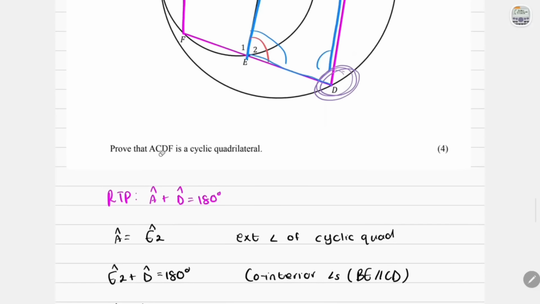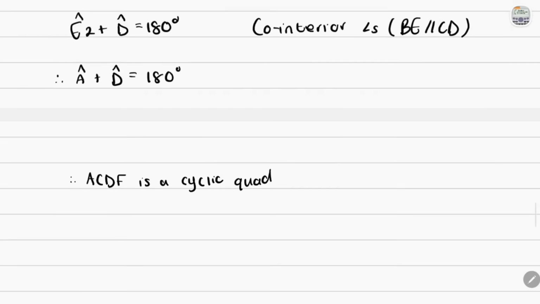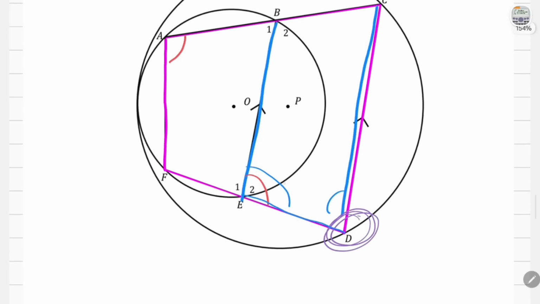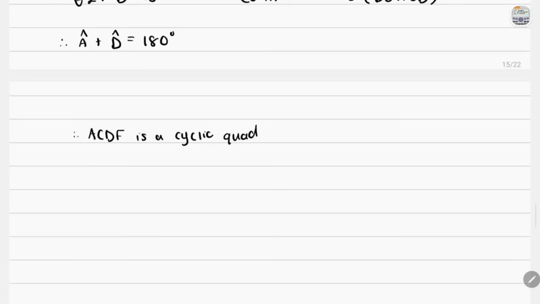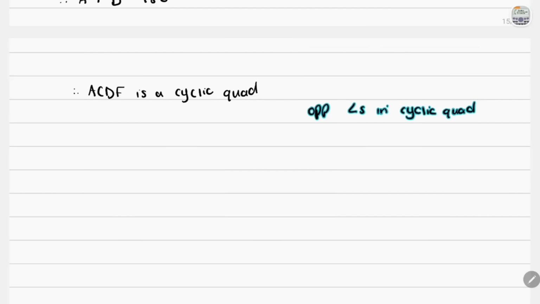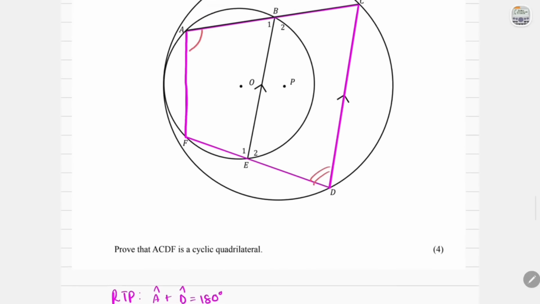So that will prove that ACDF is a cyclic quadrilateral, because we have the opposite angles in a cyclic quad add up to 180 degrees. And there we go. We can just tell them that: opposite angles in the cyclic quad add up to 180 degrees. Or we can just call it the converse of the opposite angles in a cyclic quad. So just call it the converse theorem. And that is how we prove that.